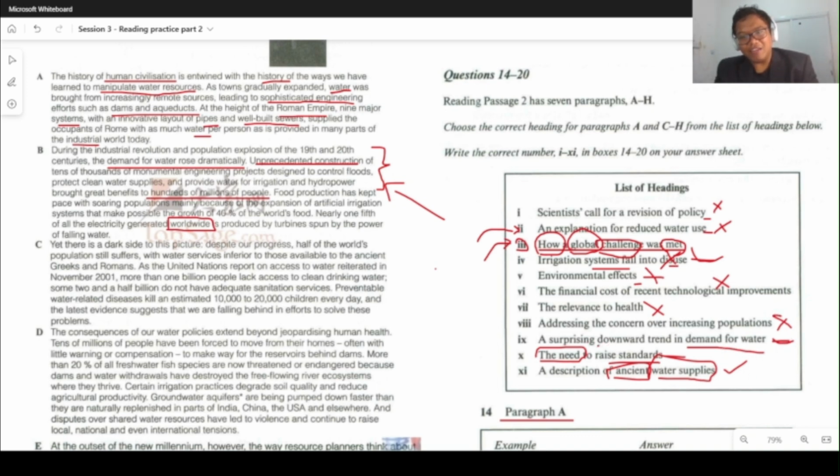So a surprising downward trend. Okay, downward trend. Do you see any words that say downward or a trend, decline, etc.? No, it's actually sophisticated. So that's the complete opposite. So that's wrong. Okay, a description of ancient water supply. Okay, this is definitely a description. Ancient, yes, you can see here history of human civilization, history, Roman Empire, all of those ancient. Does it talk about water supplies? Yes, absolutely. So all of those are checked in. Then the answer is the last one. So that's how you do a list of headings question for IELTS.